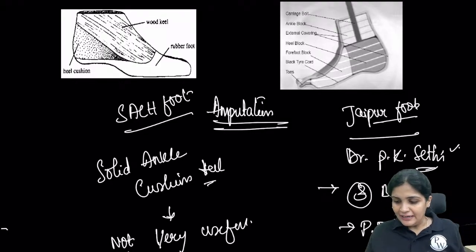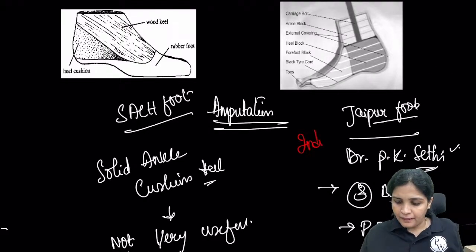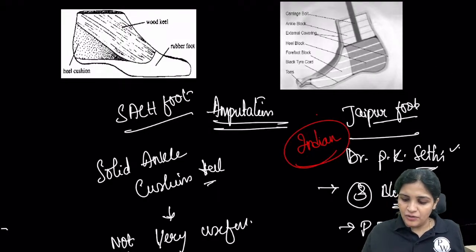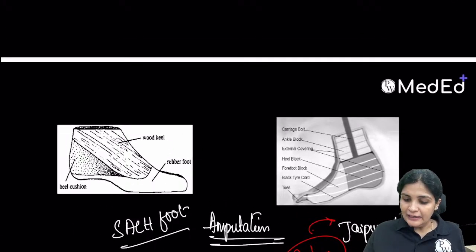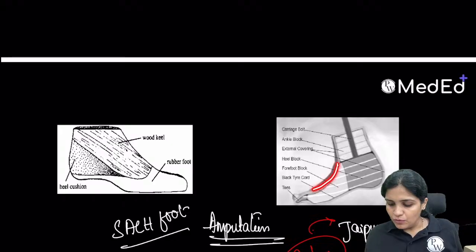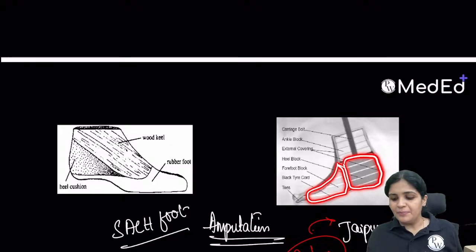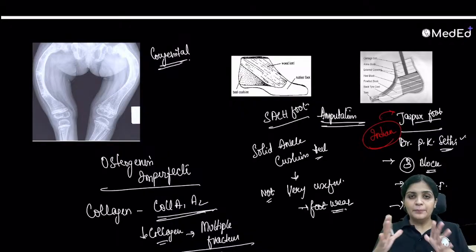So this is mainly developed for the Indian scenario, right? So the Indian scenario is the Jaipur foot. Just remember that these are the 3 blocks. The first one is the ankle block, then you have the forefoot block, then the heel block. These are separate blocks, and with the help of these blocks, we can do multiple movements.